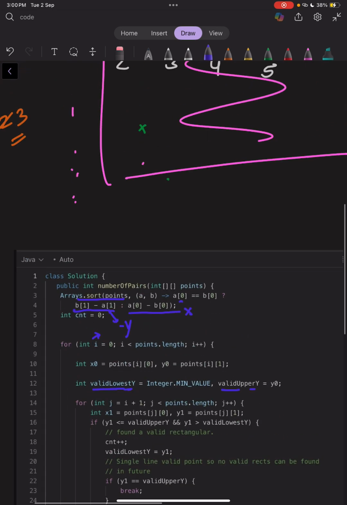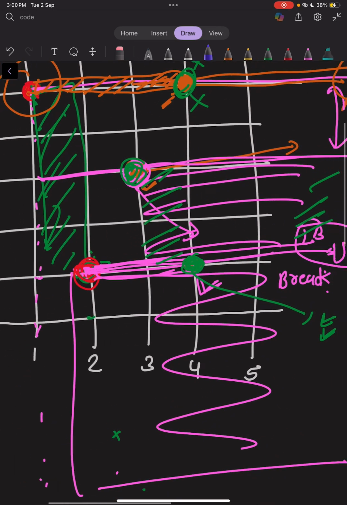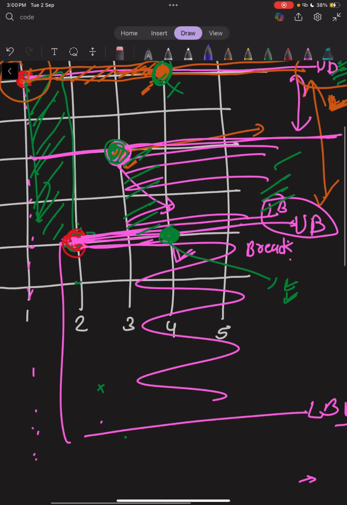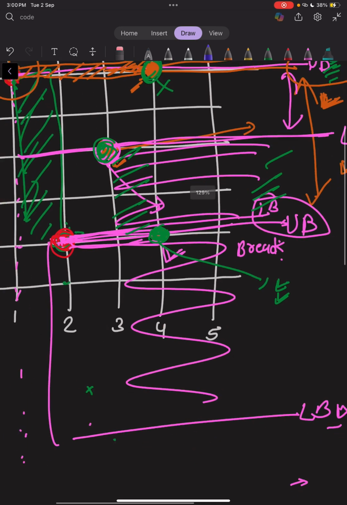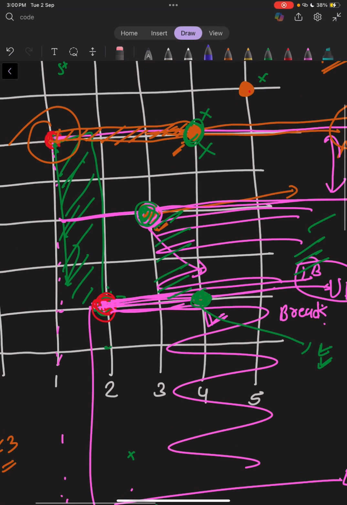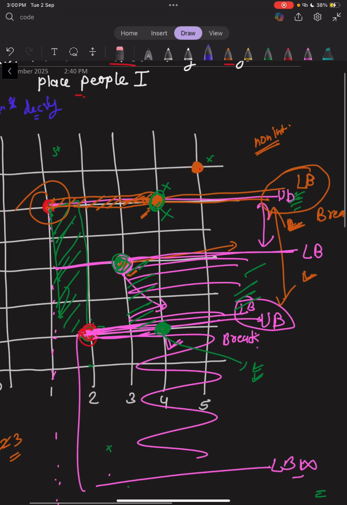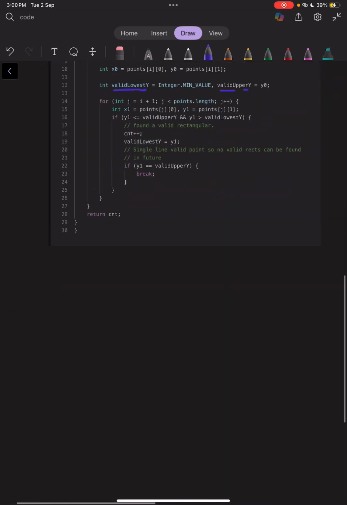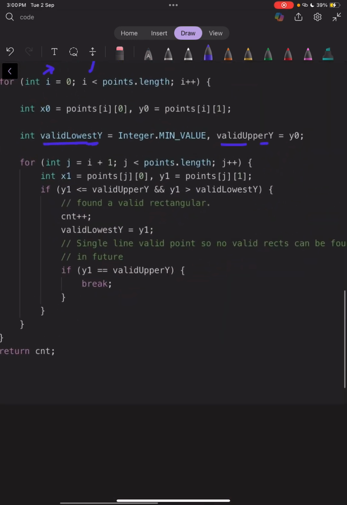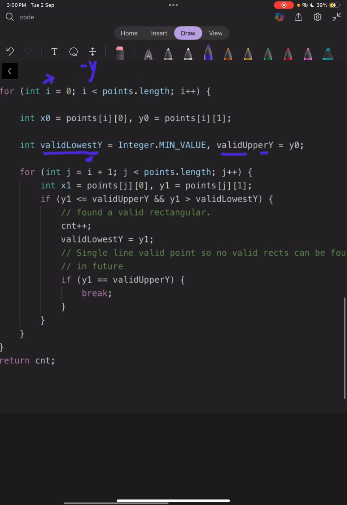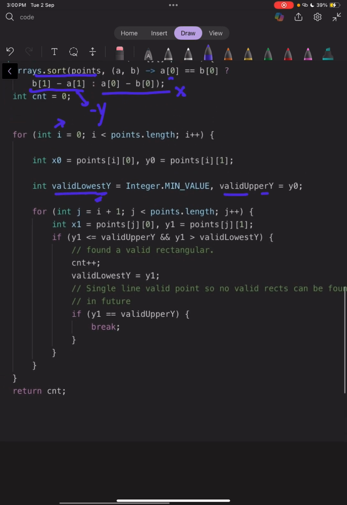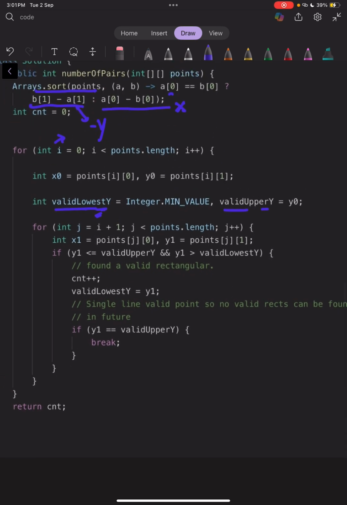Why have we not taken the valid x? Why have we not considered the boundaries for x? Because since we are going in the sorted order, for the starting point, x is always going to be lesser, so that is always going to be valid. That's why we have not taken the x. We just need to find out about the y. That is all possible because of the sorting.